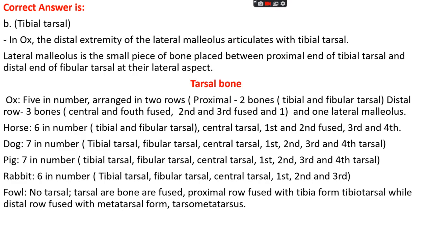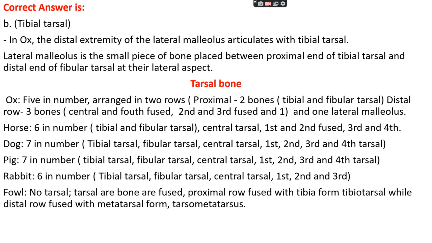In ox, the distal extremity of the lateral malleolus actually articulates with the tibial tarsal bone. The lateral malleolus is a small piece of bone which is located between the proximal end of the tibial tarsal and the distal end of the fibular tarsal at their lateral aspect. In ox, there are five tarsal bones and one lateral malleolus bone is present.